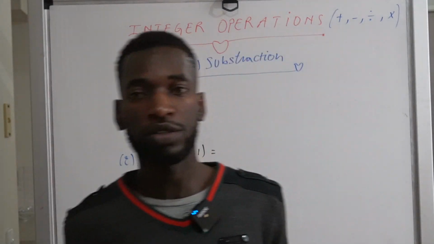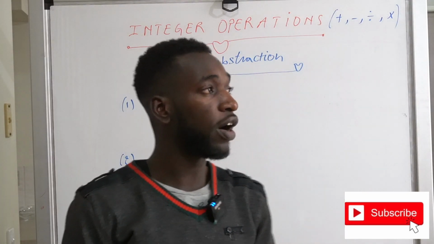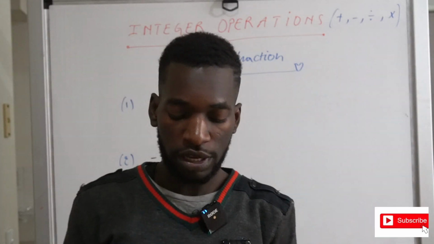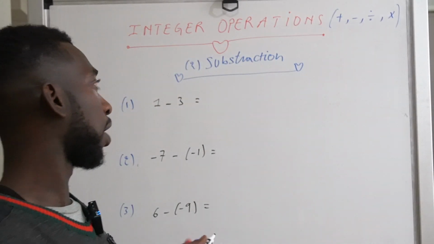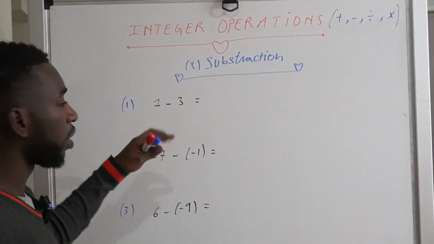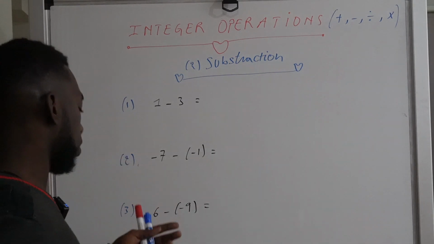So this is the second part of the integer operations session. Now the second part that we have got is subtraction, right? Subtracting a number from another one. So what we're gonna do is, as you can see, I've set up my first question: 1 minus 3.